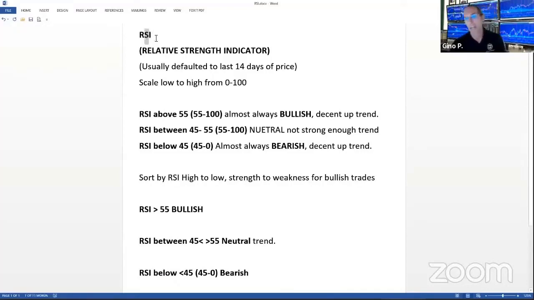invented way back, I believe, in the 70s by a gentleman named Wilder. This is something I use every day and for many years, since I've been trading for 20-something years now. I really like this indicator because it helps me organize a lot of things, which I'm going to show you. The relative strength indicator is usually defaulted on most brokers and software to 14 days. You can manipulate that, but you can just leave it there at 14 days. It works fine. It's basically a scale from 0 to 100.